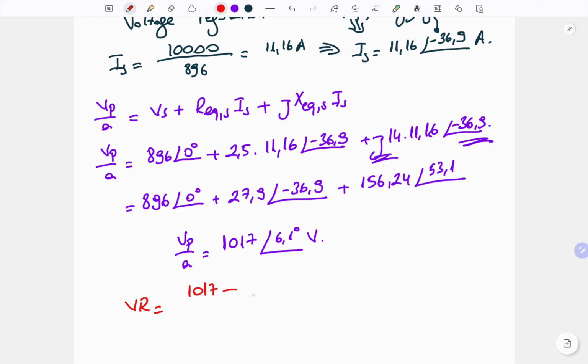So at full load with 0.8 lagging power factor, it will be 1017, which is the magnitude of the no load voltage value, minus 896 over full load voltage value. As a percentage, it will be 13.5.